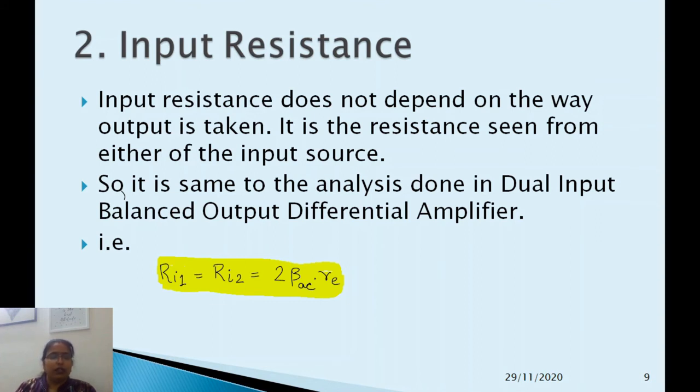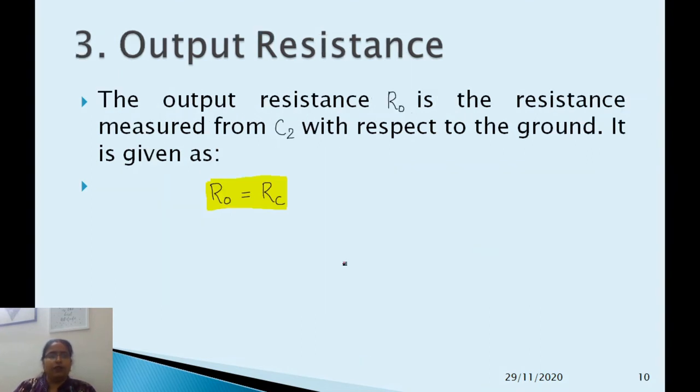So in that, Ri1 is equal to Ri2, that is equal to 2 times beta AC into Re, right? So you have to remember this equation for the input resistance. Next is the output resistance.